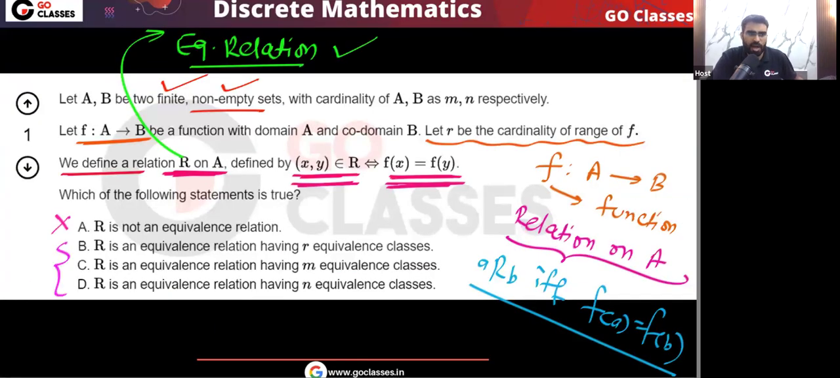But now we need to find how many equivalence classes are there. If it is an equivalence relation, how many equivalence classes will be there? What do you think? Will the number of equivalence classes be the same as the size of the range, the cardinality of the range of F? Will it be the size of the domain? Will it be the size of the codomain?